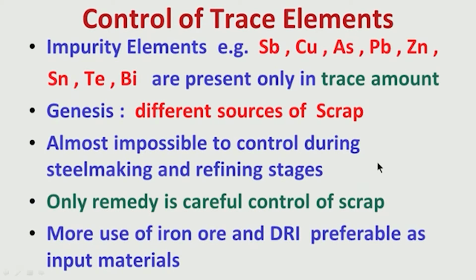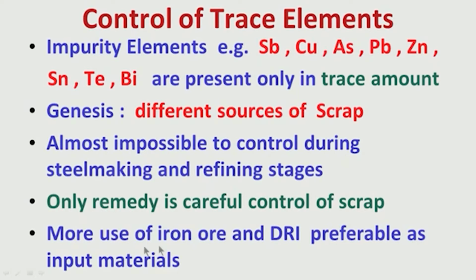This is very, very important. We should remember that if we are getting these trace elements in steel from the different sources of scrap, these are almost impossible to take care of or control during steel making and refining stages. So what is the way out? The only remedy is careful control of scrap. We should know where we are procuring scrap from and what the composition of scrap is. From the composition we know whether these elements are present in a large amount or not. If they are, we have to discard that scrap. That means the source of scrap procurement is very important to take care of these trace elements.